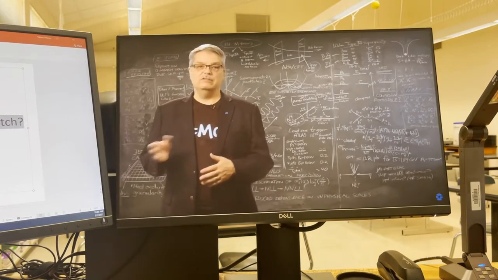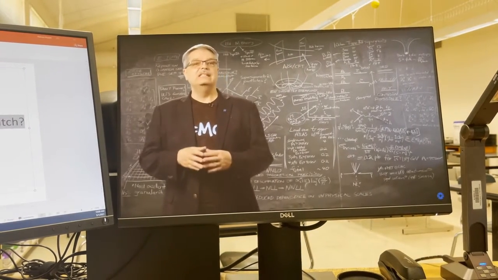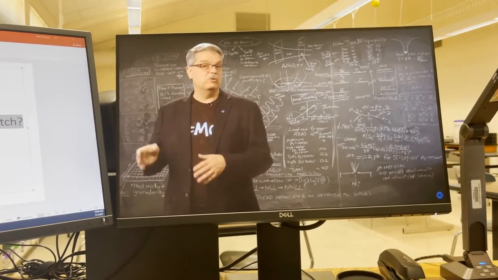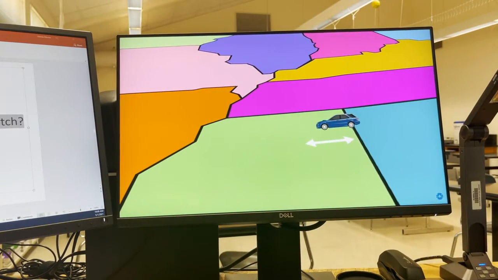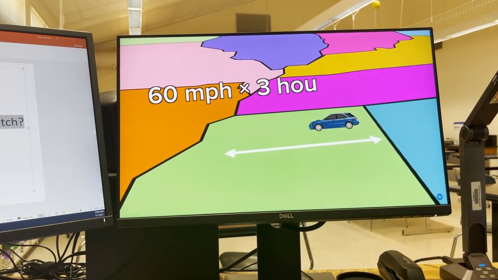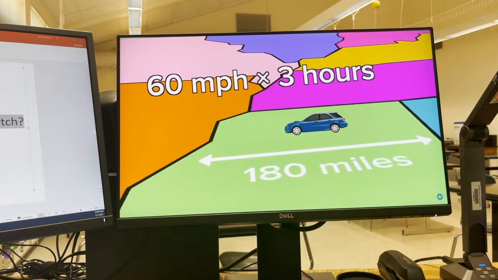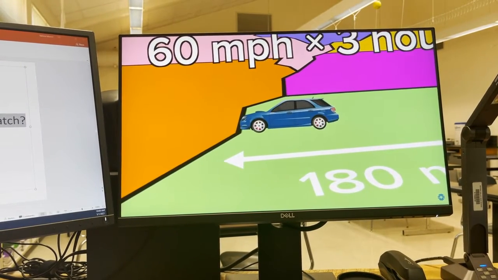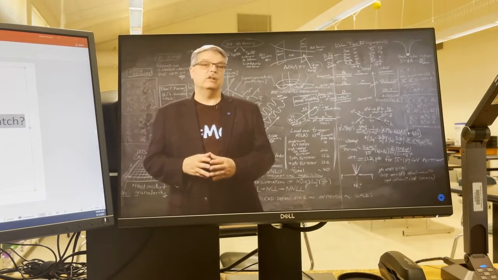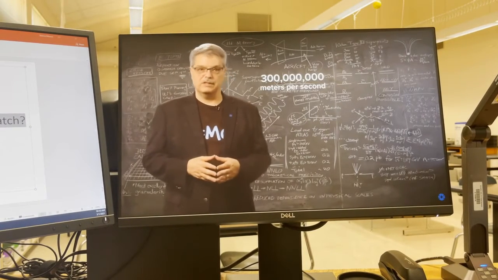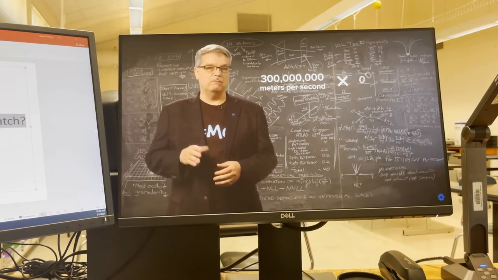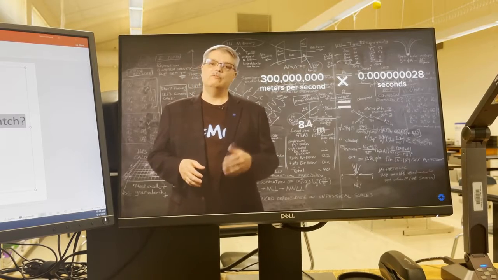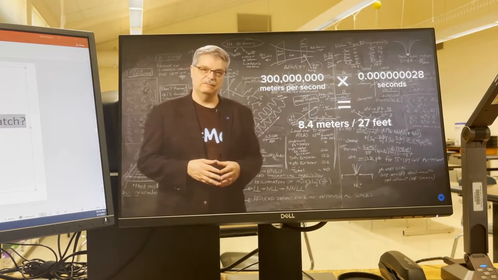If we know the pion's lifetime and how fast they're moving, it's easy to figure out how far they move before they decay. Just as a car moving 60 miles per hour for 3 hours will move 180 miles, you multiply the time and the velocity to figure out how far they go. So when we multiply the velocity of 300 million meters per second by a duration of 28 billionths of a second, we get 8.4 meters, or about 27 feet.